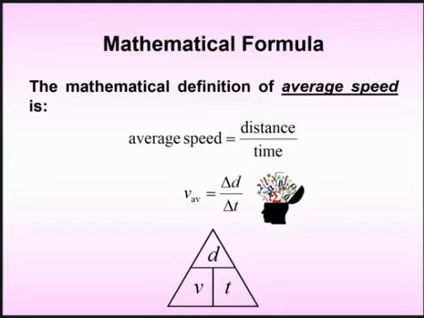Whenever you want to calculate something, look, hide it with your hand. If you want distance, hide distance. So what are you going to do with V and T? They're on the same level, so you multiply. You want speed? Hide it. So what remains? Divide distance by time, which is exactly the equation. If you want time, you divide how far you traveled by how fast you were traveling to see how long it took you to travel. Perfect.